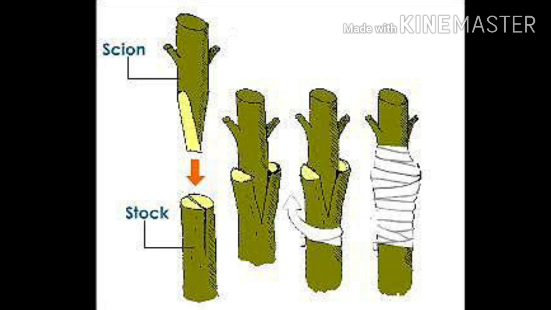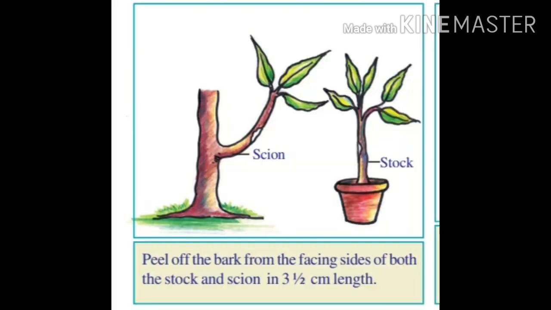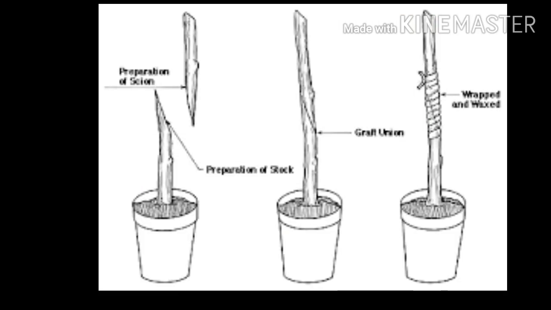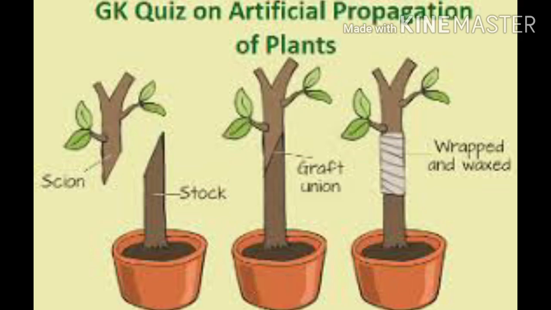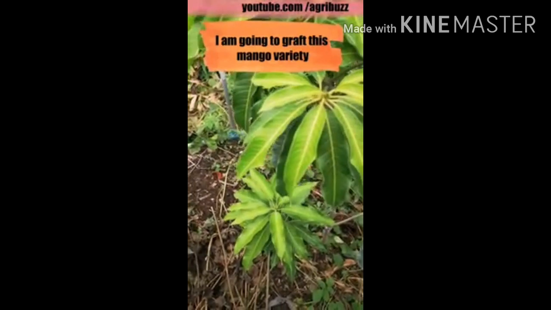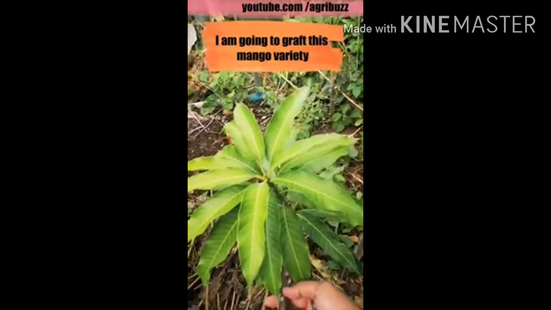Before we go on to the actual process, you should know about two things, that is, what is stock and scion. Stock is the part of the plant grown in our soil, or we can say it is the rooted part of the plant. Scion is that part which we cut from the other plant, or which we desire to grow in our plant. Now we can see a video of grafting, and here we are going to see cleft grafting. Okay, so grafting is going to be done on this mango tree.